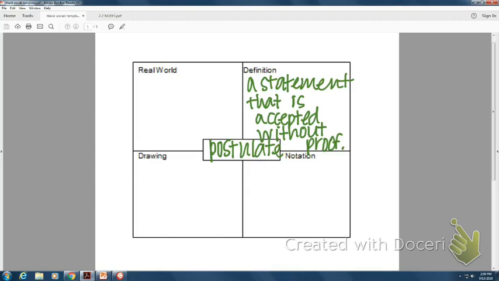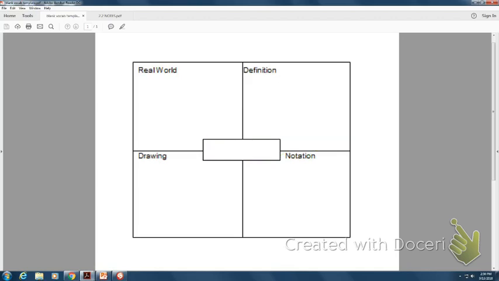Okay, so these next terms are all going to help us and lead us into 2.3, which is for you guys on Monday. This is when we start writing our 2-column proofs and all of our formal reasons. Our next one is theorem. What is a theorem? Opposite of postulate, what's a theorem? A statement that can be proven.